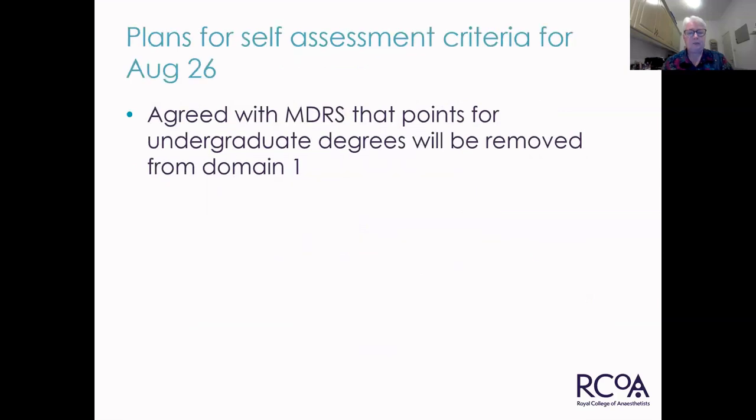So just to let you know, and this is on the ANRO website as well, for anyone that needs to reapply for August 26, so that's in another 12 months, we have agreed with MDRS that points for undergraduate degrees will be removed from Domain 1. This is in keeping with a lot of other specialties that haven't included undergraduate degrees for quite a long time. So we are just giving advance notice that this will be the situation for August 26.